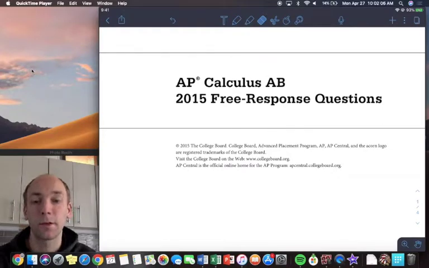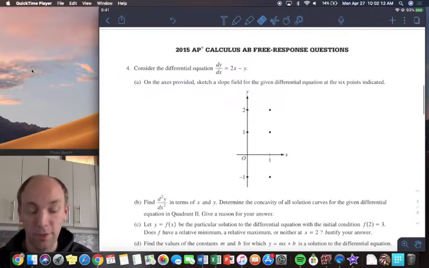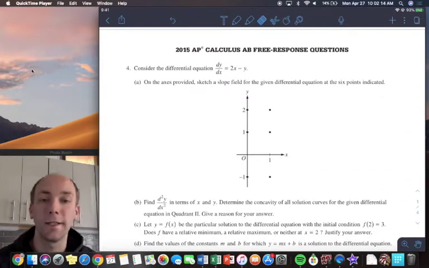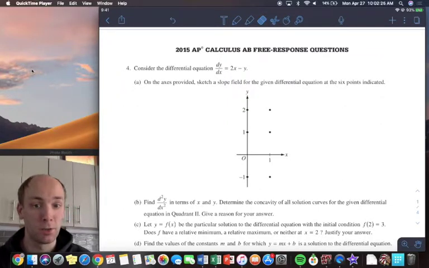Okay, so we're taking a look at 2015 free response questions, AP Calculus. Number 4, consider the differential equation dy/dx equals 2x minus y. On part A, on the axes provided, sketch a slope field for the given differential equation at the 6 points indicated. Okay, do you remember how to find a slope field?